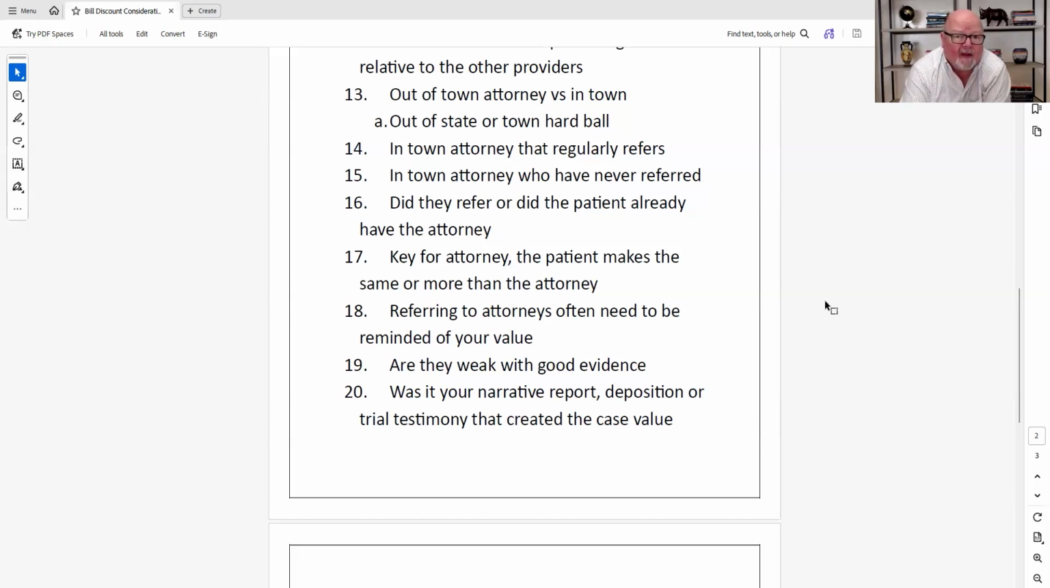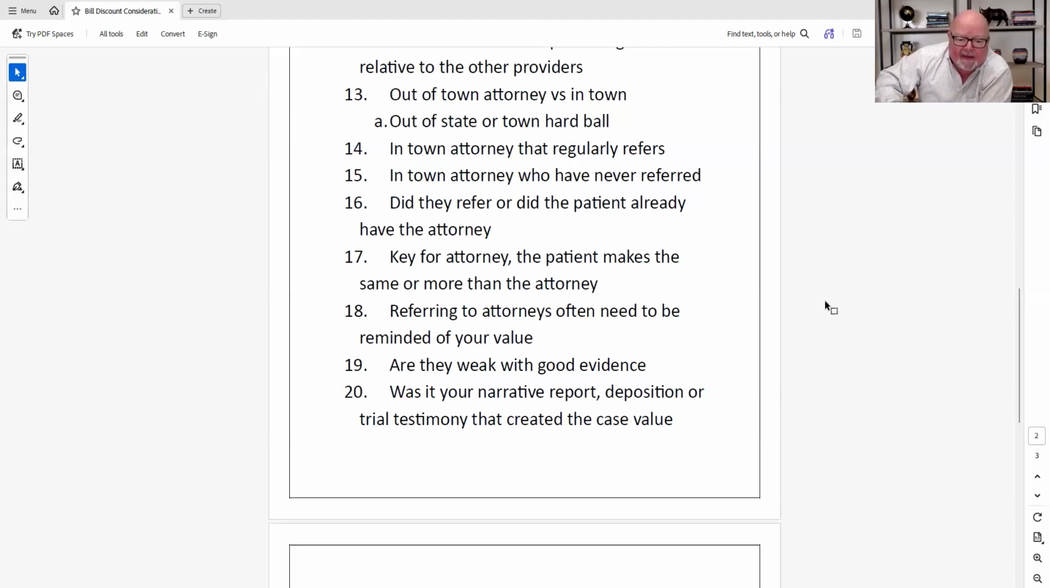A lot of these attorneys don't have doctors. Look around yourself. How many chiropractors would you want testifying on your behalf if you were injured? There's not a lot of them. I wouldn't want very many chiropractors on the stand testifying on my behalf relative to the injury. Well, that's what they're dealing with. They're not dealing with people who are strong with good documentation and good communication skills if they do a deposition or trial testimony. That's why you stand out so much when you have that ability. So referring attorneys often need to be reminded of your value.